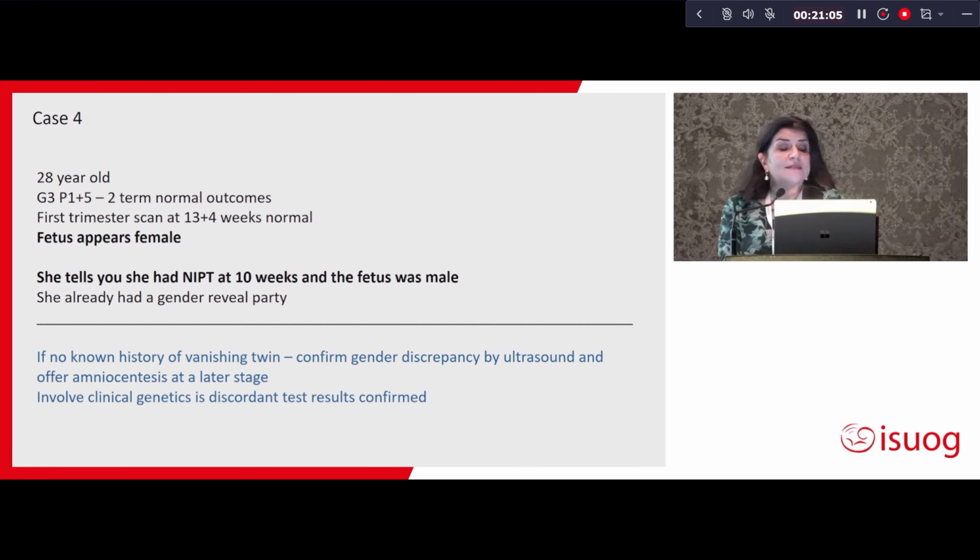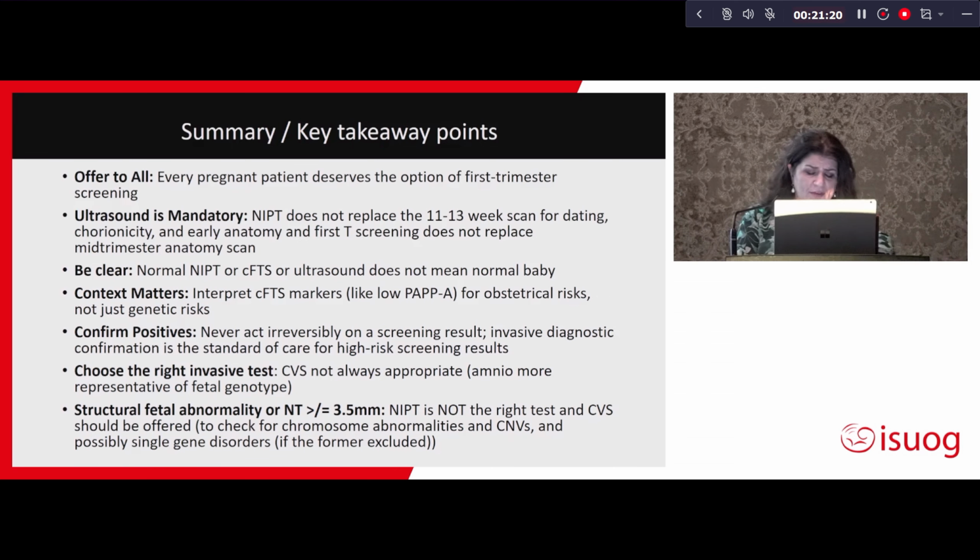But if there's no known history of vanishing twin, you have to confirm whether there is indeed a phenotypic and genotypic discrepancy, and you have to involve clinical genetics if the results are discordant, because that becomes very complex. So in summary, I hope I've kept it short so we can get back on track. In summary, you should offer genetic screening to all patients, but ultrasound remains mandatory, even if you're just offering NIPT as your first-line test.